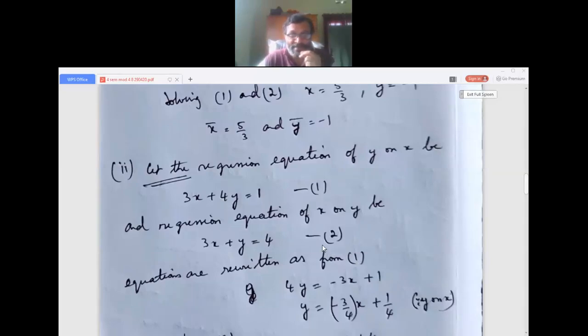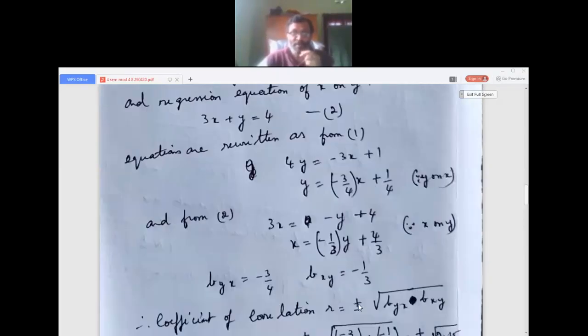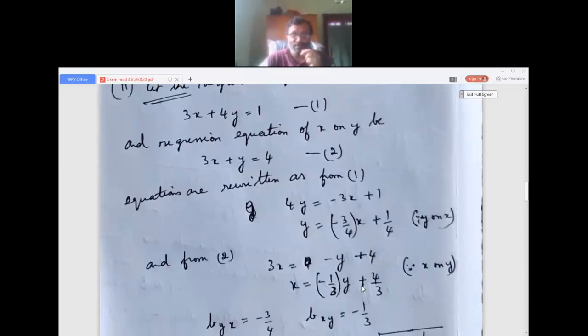So we write it as y equals, in the form y equals mx plus c. We take minus 3x to this side and then divide by 4. So we get y equals minus 3 by 4 into x plus 1 by 4. And the second equation, because it is a regression equation of x on y, we write as x equals. So take y to that side: 3x equals minus y plus 4, so x equals minus 1 by 3 y plus 4 by 3.